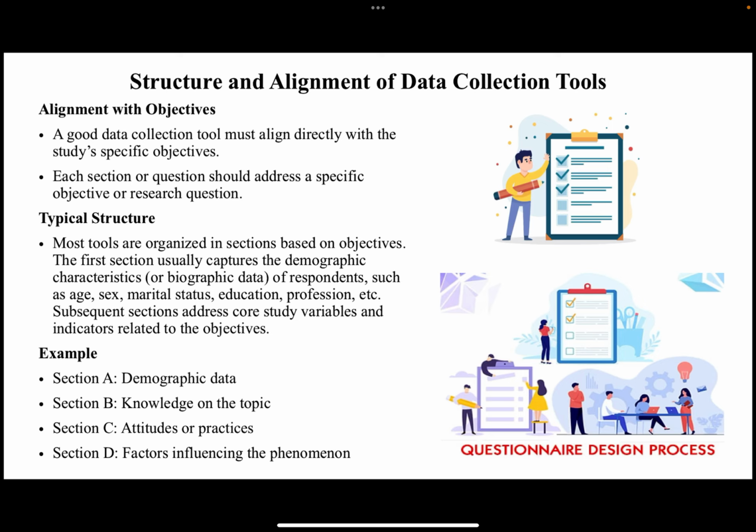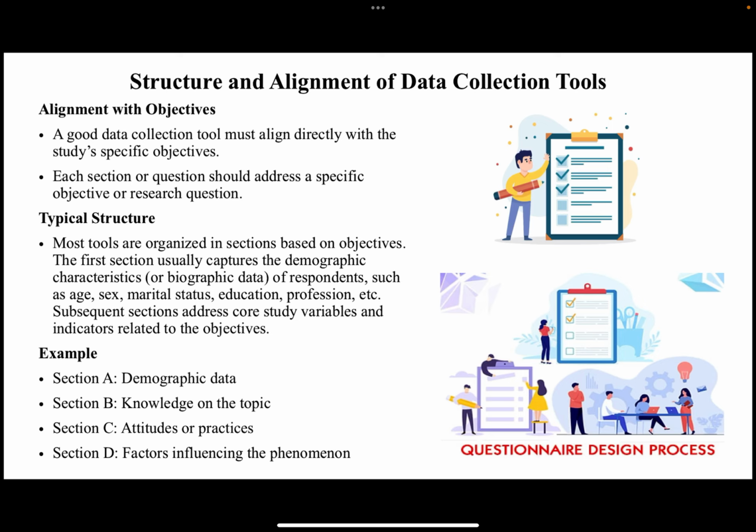Now, the subsequent sections address core study variables, or core specific objectives and indicators related to the specific objectives. So, this is a typical way of structuring a data collection instrument. You see, we have Section A, the demographic characteristics of respondents. Section B, the knowledge on the topic. Section C, attitudes or practices.